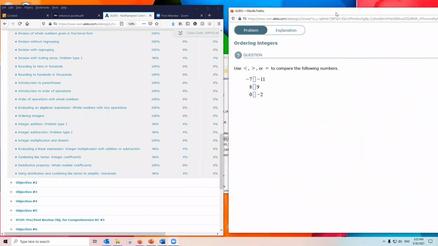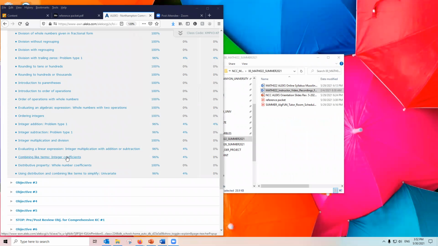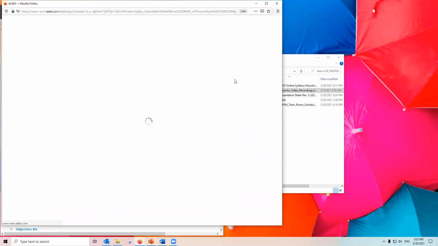All right. Let me do another example. How about combining like terms?